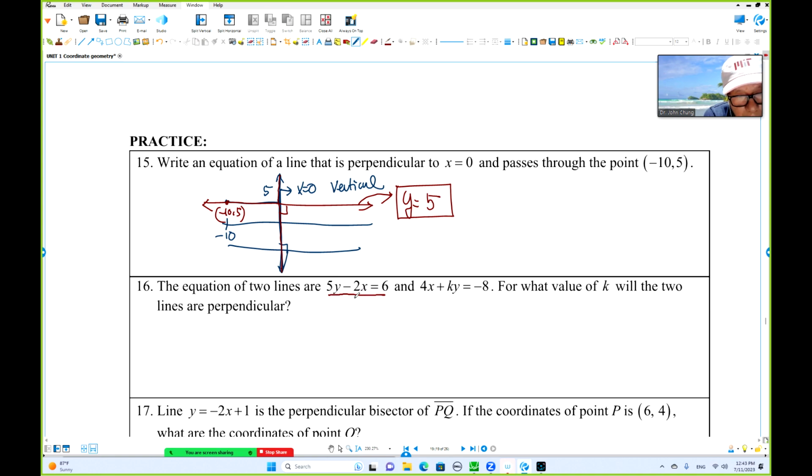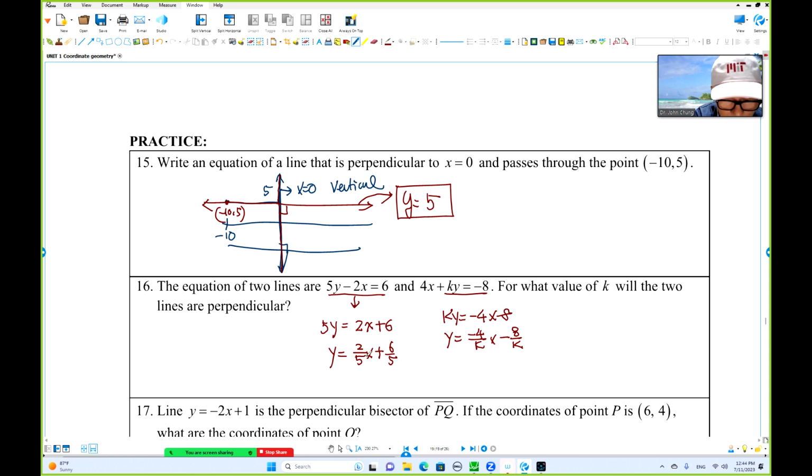The first one, put it in slope-intercept form. 5y equals 2x plus 6: negative 2x moved to the right is positive 2x. Divided by 5, that gives y equals 2 over 5 x plus 6 over 5. Now the other one: ky equals negative 4x minus 8. After that, you can divide by k: y equals negative 4 over k x minus 8 over k.